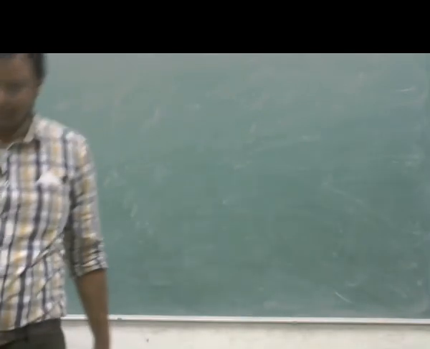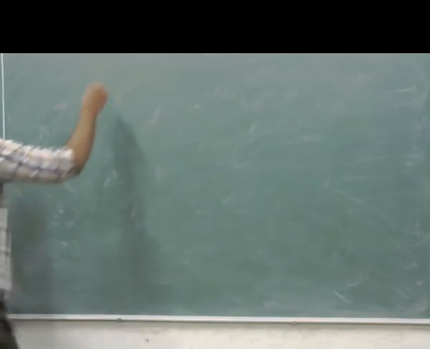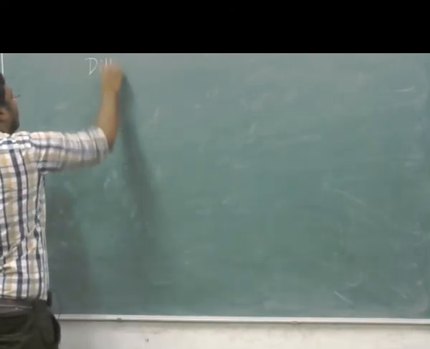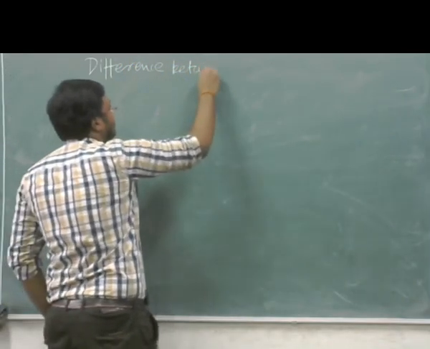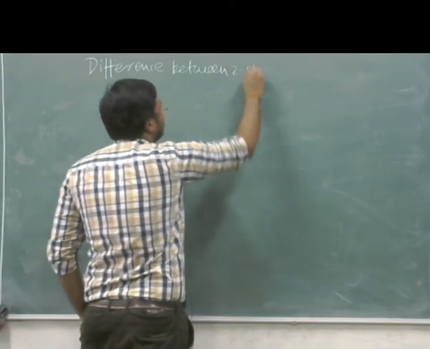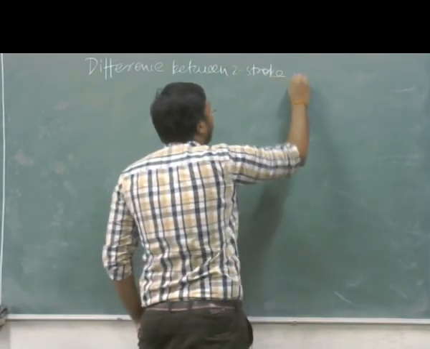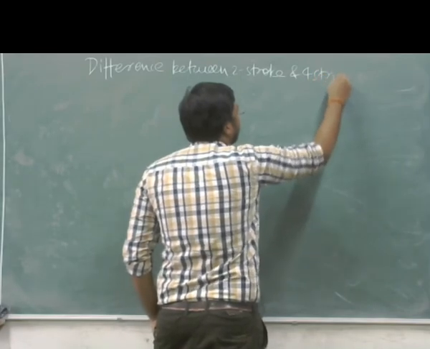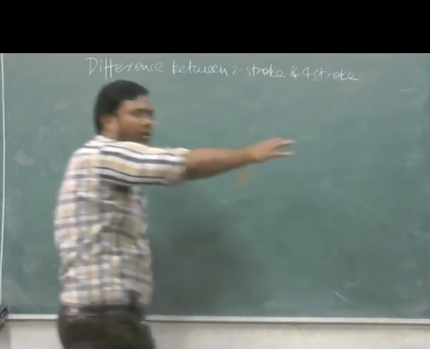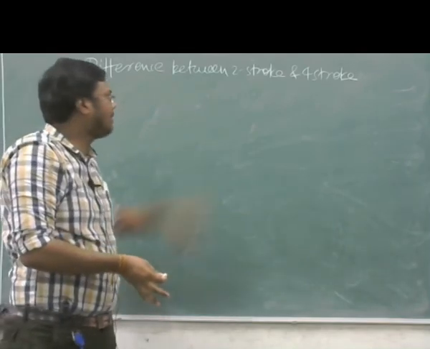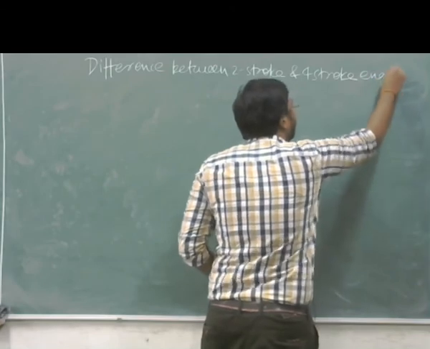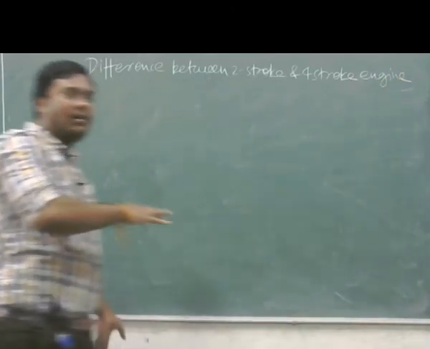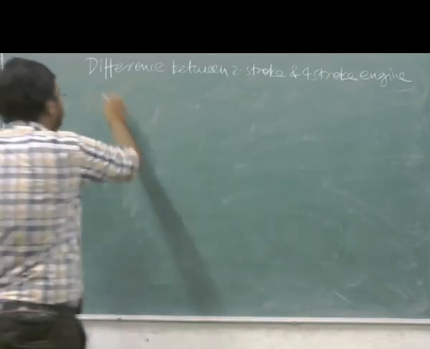So here we can see some differences. First, we are going to see the difference between a two-stroke and a four-stroke engine. These are the basic differences for any kind of engine, either SI or CI, either petrol or diesel.